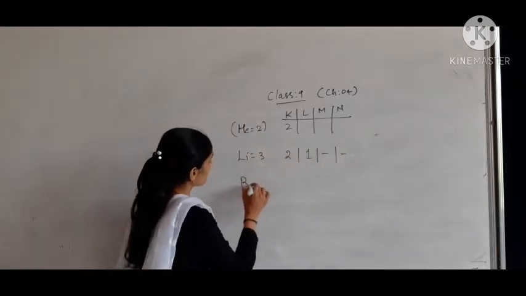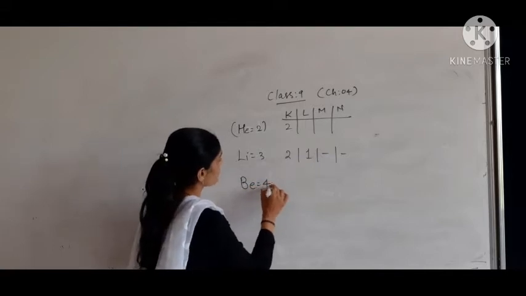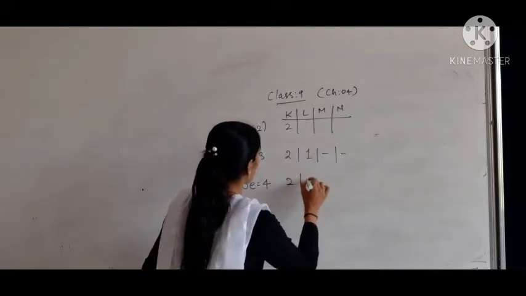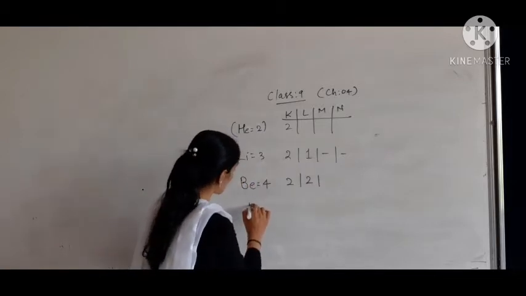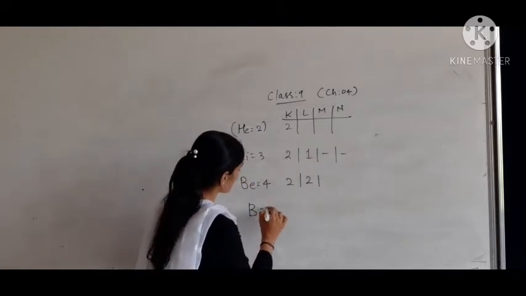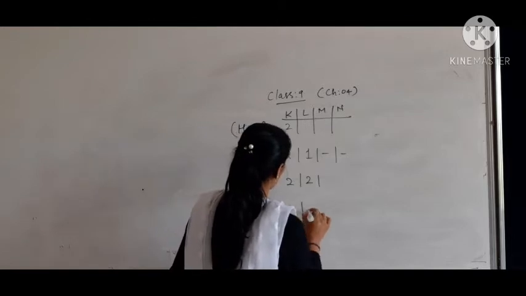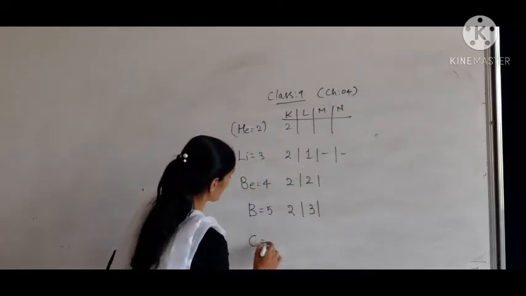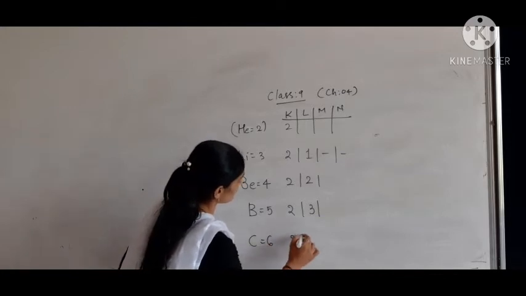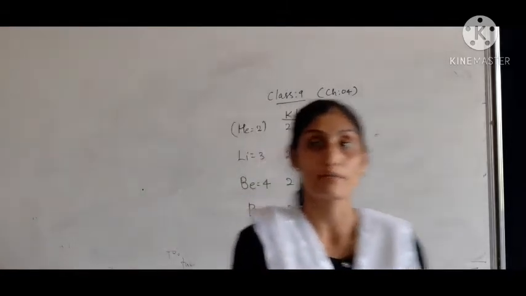After lithium we have beryllium, Be, number 4, so we have two electrons in K shell and two electrons in L shell. After beryllium we have boron, which contains 5 electrons, so we have two electrons in K shell and 3 electrons in L shell. Carbon has 6 electrons, so we have 2 electrons in K shell and 4 electrons in L shell.